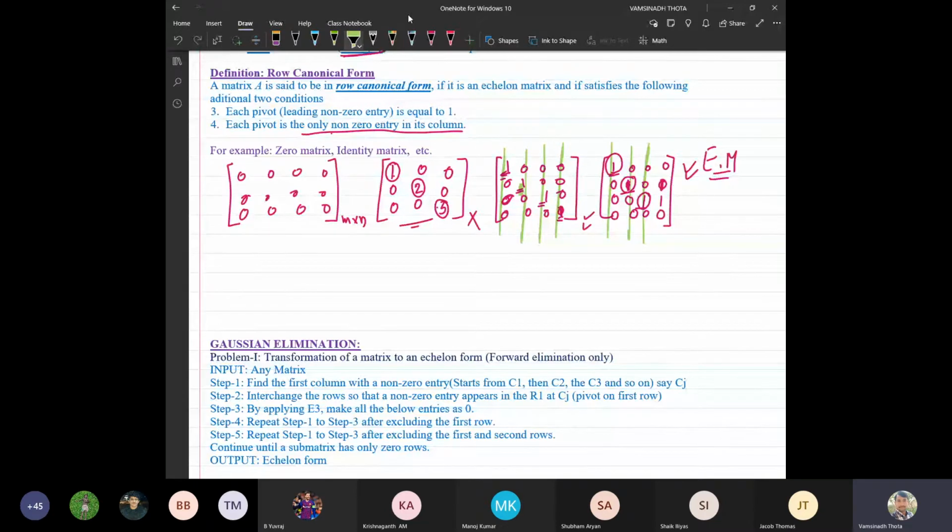Now what about the last column? Do we need to check the last column? No, sir.